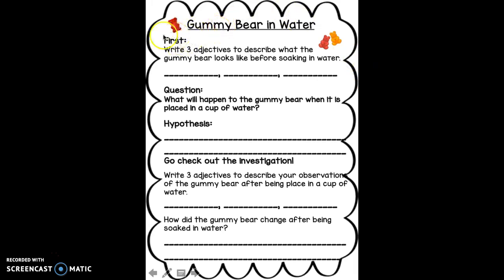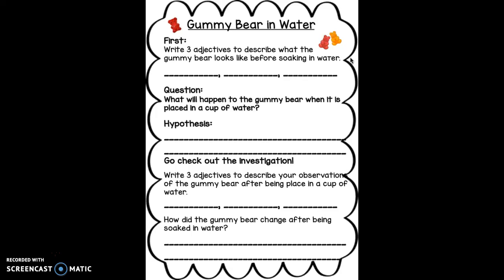So first, before you look at the gummy bear and water, no peeking, you're going to write 3 adjectives to describe what the gummy bear looks like before soaking in water. So you should be looking at a little baggie with a gummy bear. So I want you to write down 3 describing words, 3 adjectives. Remember, you can use your sense of touch, your sense of sight, make some observations, and write down 3 adjectives.